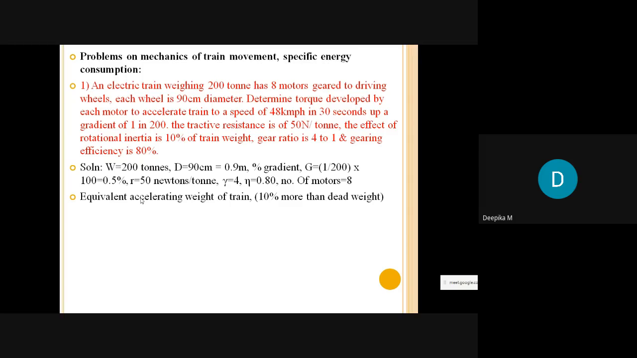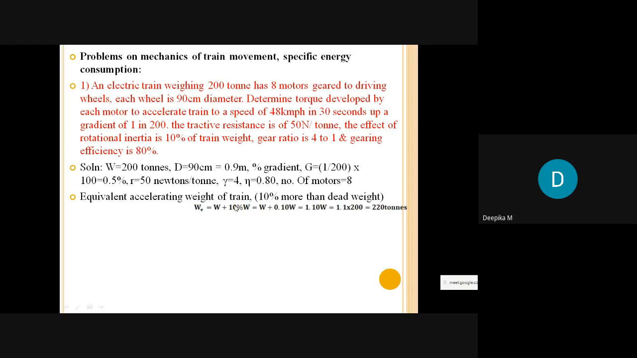First, let us calculate the equivalent accelerating weight of the train. They have specified in the problem that it is 10% more than the dead weight. Please remember that the effective weight is calculated as W plus 10% W. Whatever the dead weight we have, we add 10% of that to it. Hence it becomes 10% more than the dead weight.